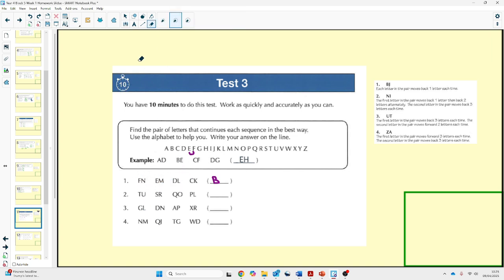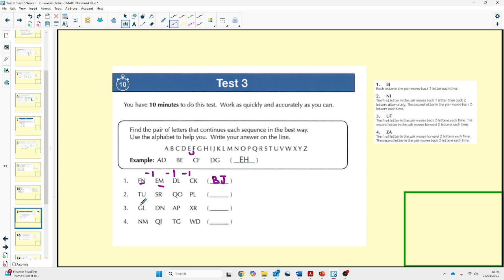And the second letter goes from N to M, which is also backwards 1. M to L, backwards 1 again. L to K, backwards 1. So K backwards 1 gives us J. So BJ. So each letter in the pair moves back 1 letter each time.